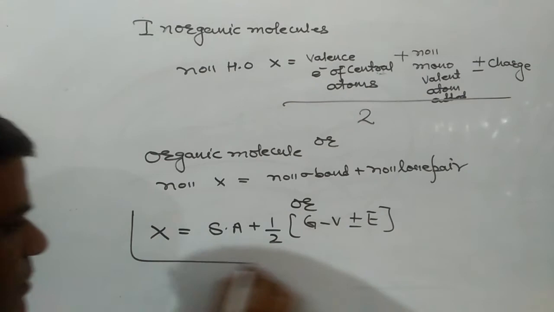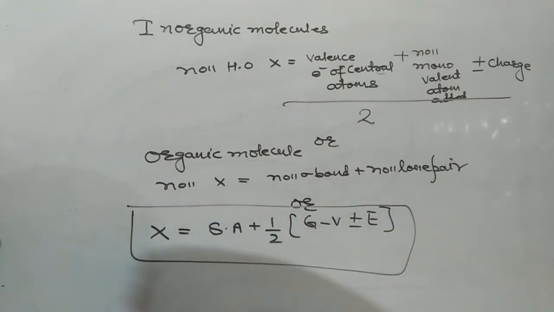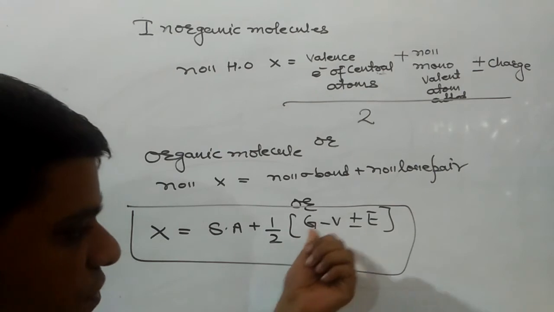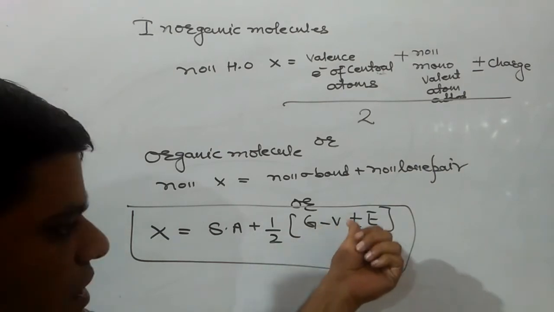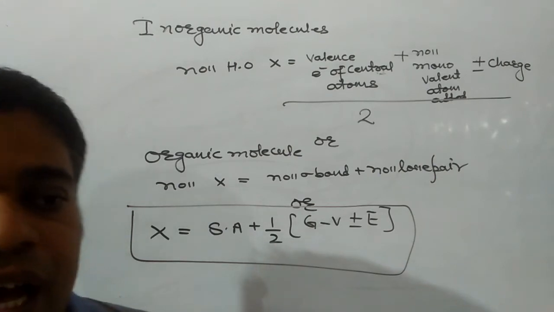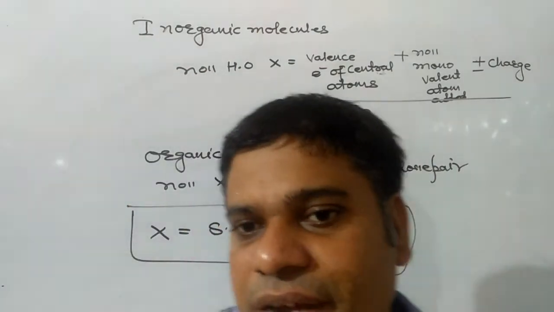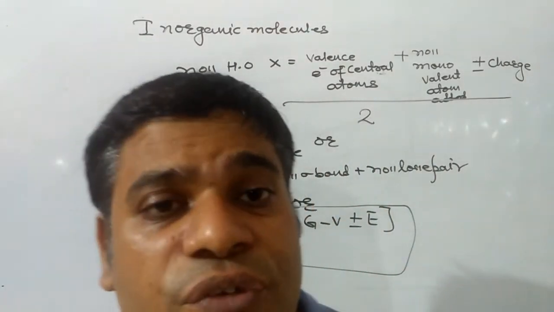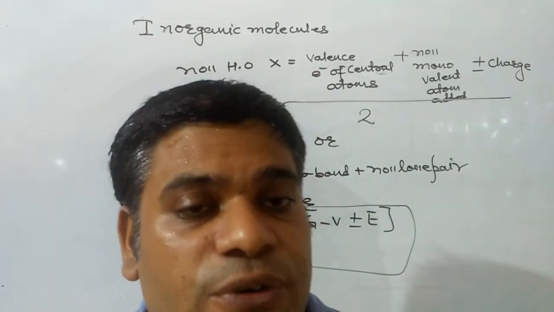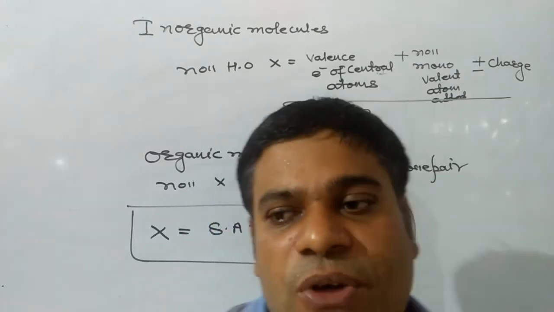With the help of this formula also we are going to find out the number of hybridized orbitals: number of surrounding atoms plus half of ground state valence electrons minus valency plus or minus charge. And the last formula, which is commonly given in the books: we have to find out the total valence electrons of the molecule.